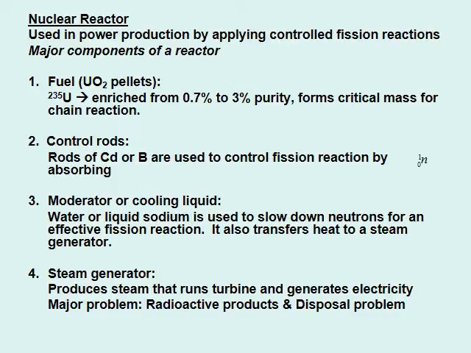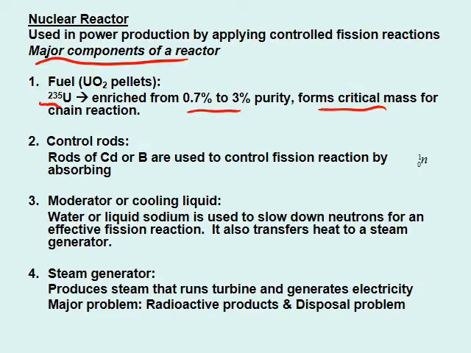Nuclear reactor has the following components. First, you must have a fuel there, and that is uranium-235, which has to be enriched from 0.7% to about 3%. Natural sources usually have about 0.7%, which is not good enough for a nuclear power plant. So that's why enrichment is necessary. That forms the critical mass for chain reaction.